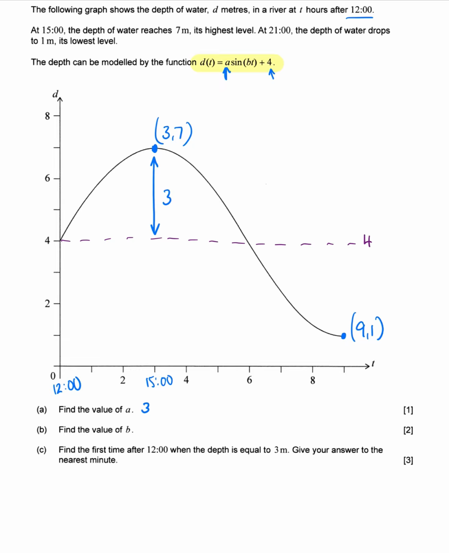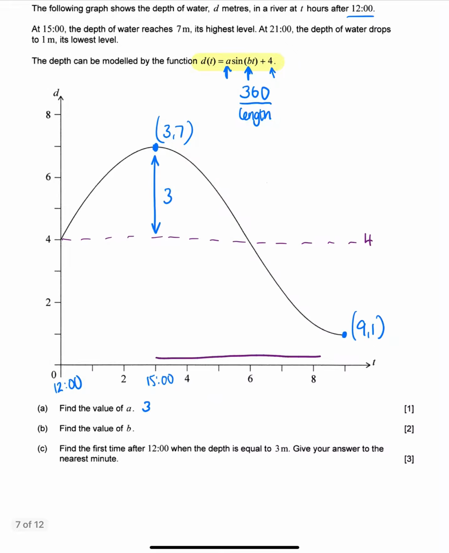And then for part B, we need to find the value of B in the equation. Now B is always to do with the period of the wave. So it's 360 divided by the length of the wave, and that will give us the period. So the length of the wave is hard to see on this one because we don't have a complete wave. However, we do know the distance from the highest point to the lowest point. So this is the length of the wave there from the highest to the lowest point. That's half of the length of the full wave.